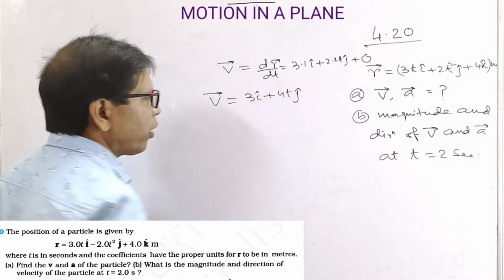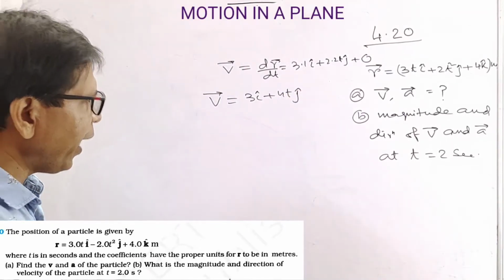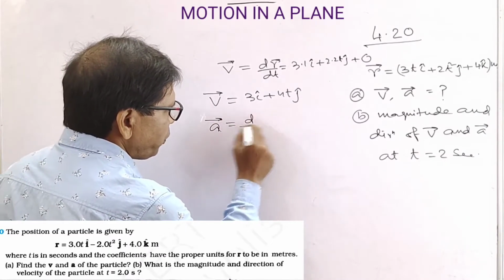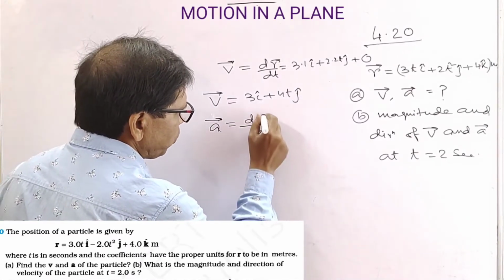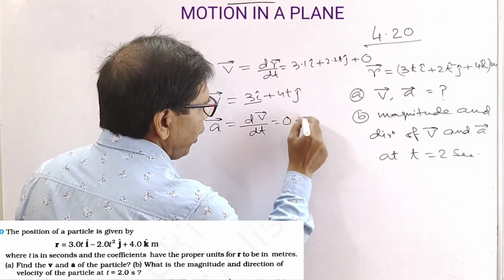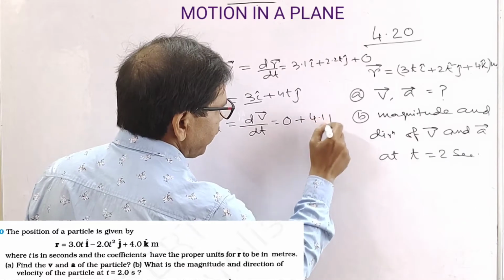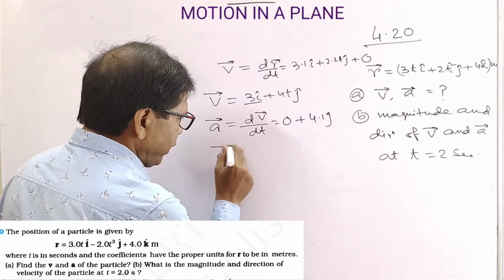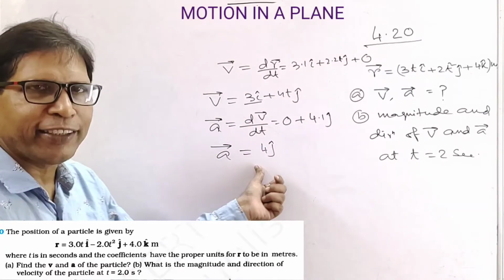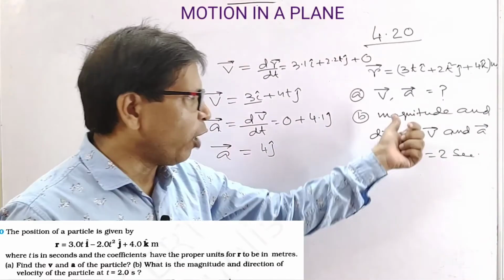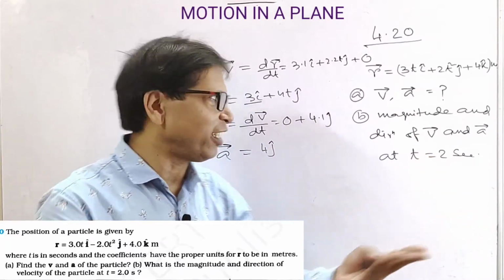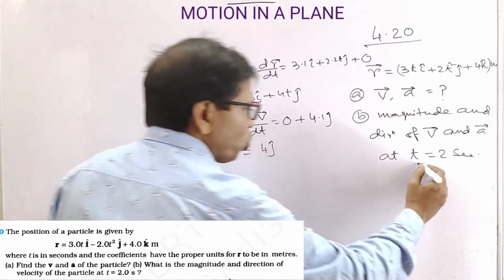So v vector becomes 3 i cap plus 4t j cap. Again, acceleration. Acceleration is the rate of change of velocity with respect to time. So the constant gives 0, and this is 4 into 1 j cap. So acceleration equals 4 j cap meter per second square.